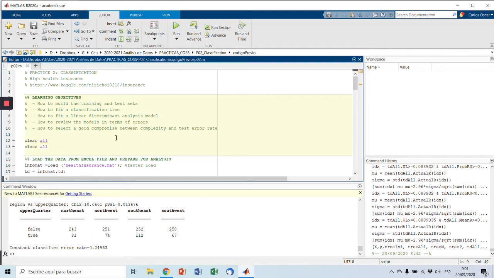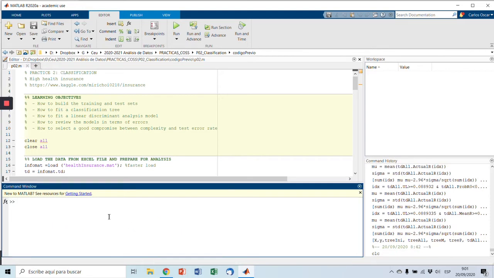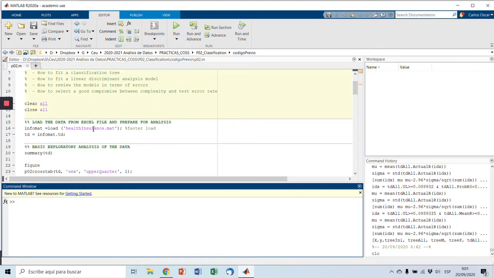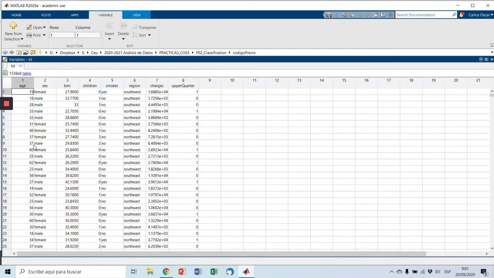So the first thing is to clear all variables that we have here in MATLAB. Next we will load the data, and as always we should get acquainted with it. So let's open the table.